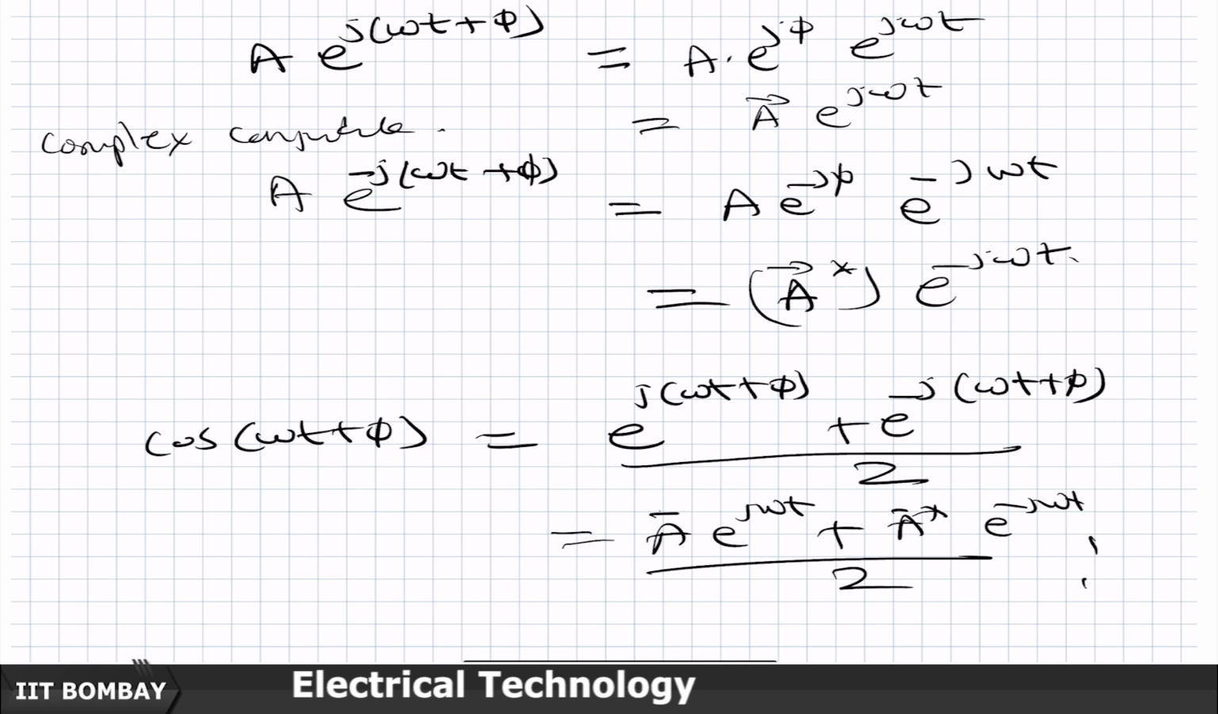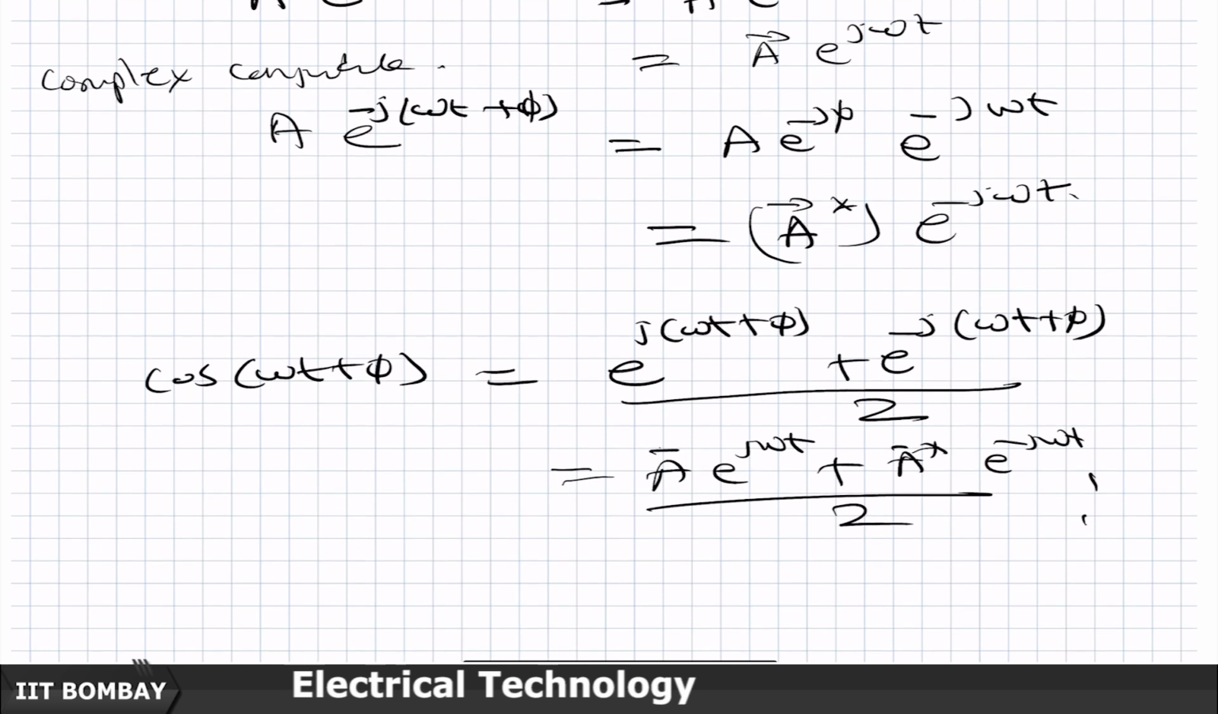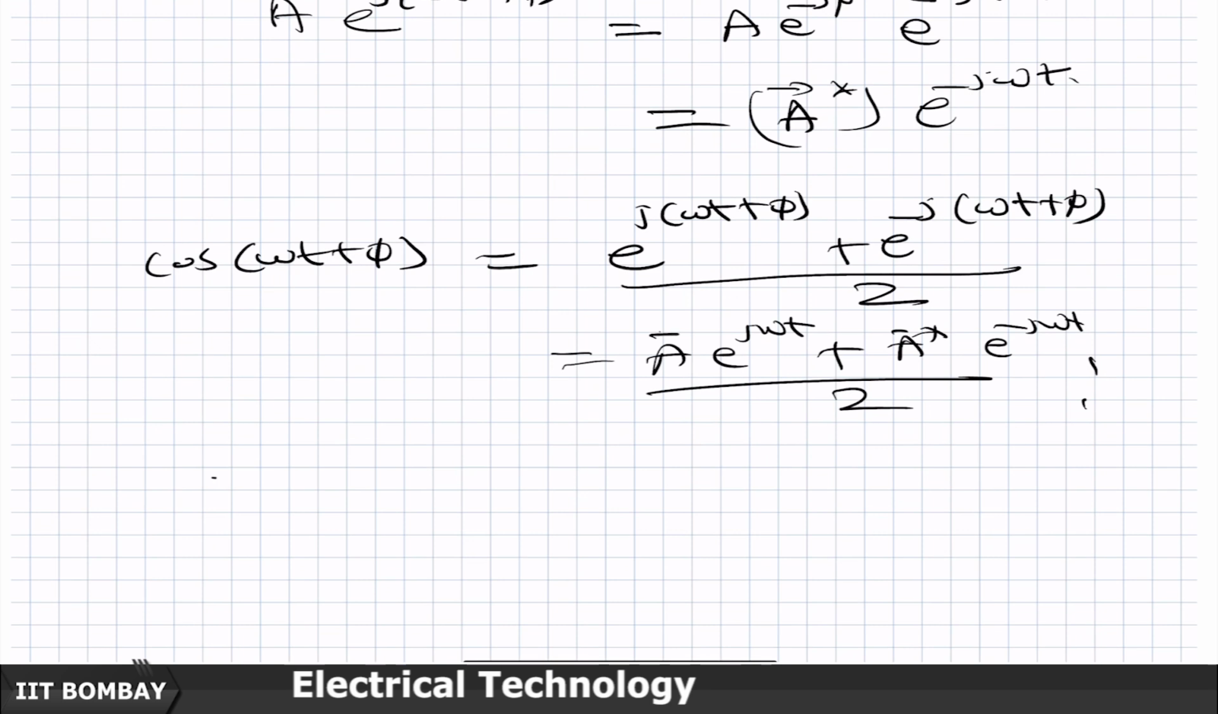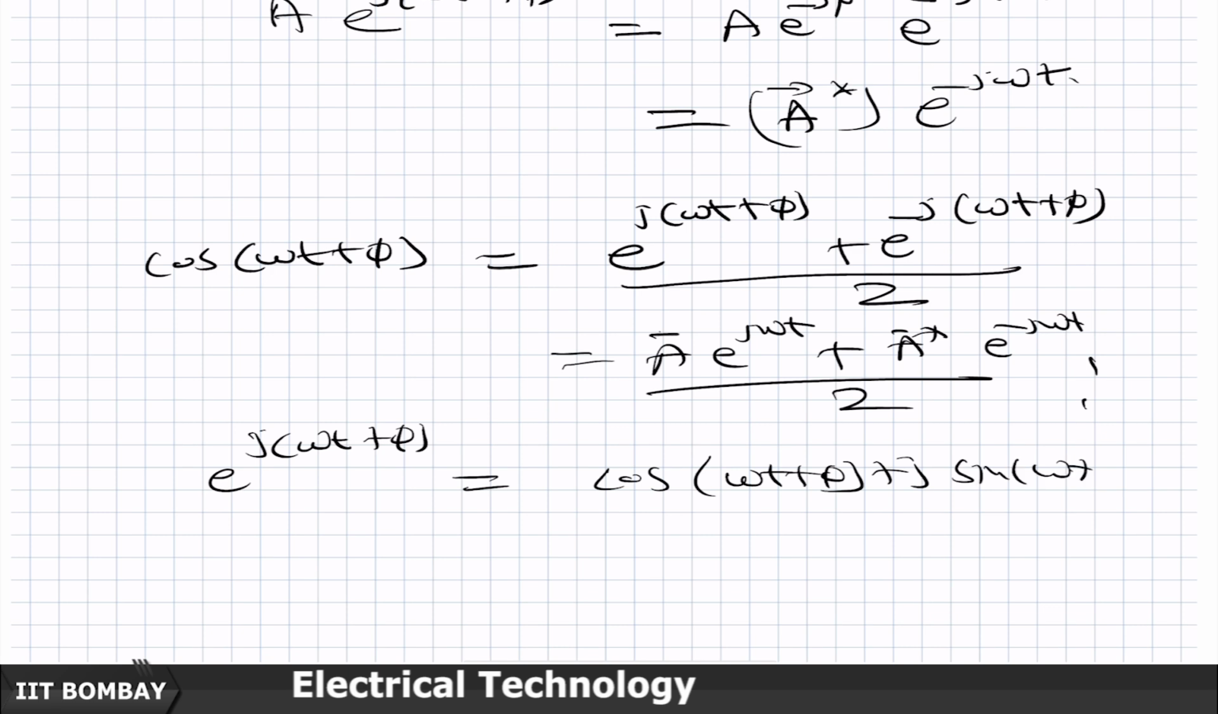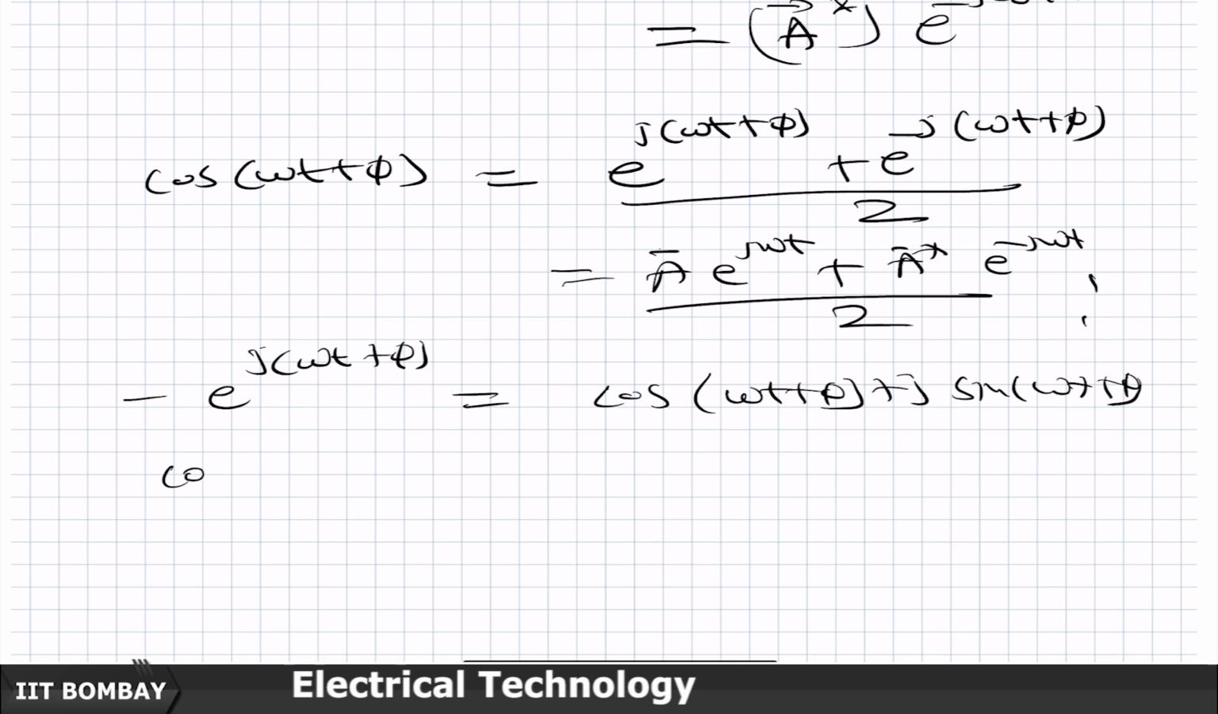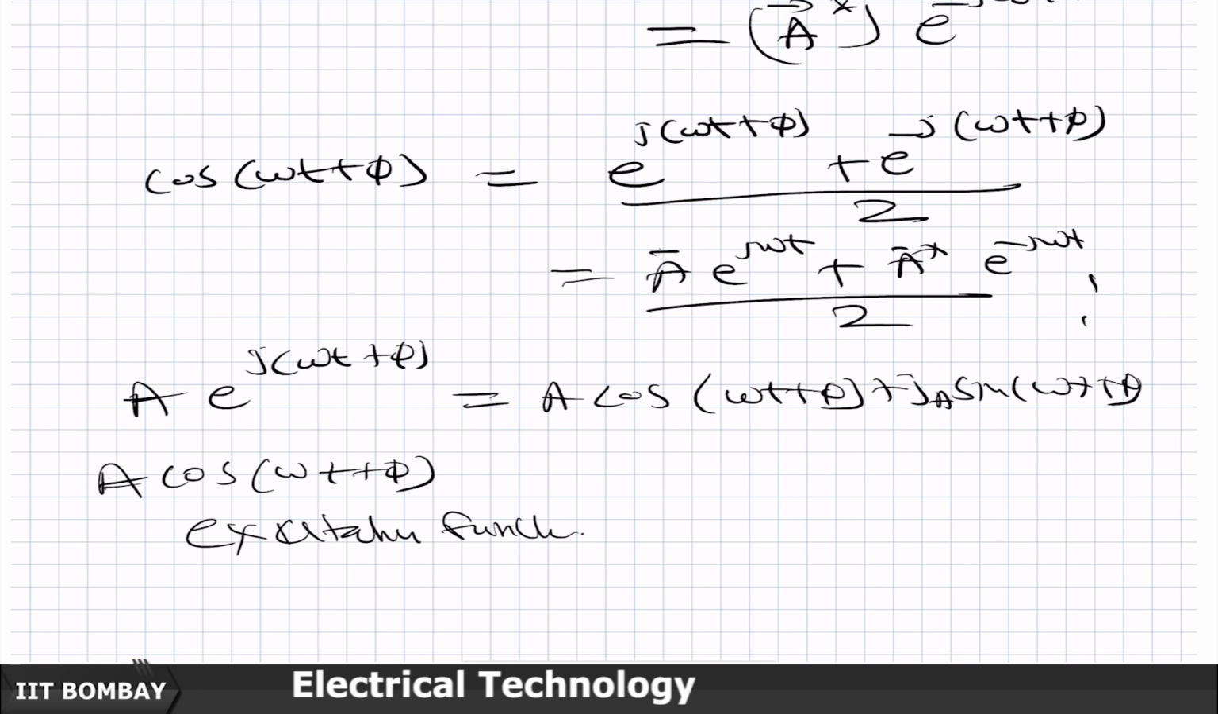So, all we need to do is basically take, and what I really wanted to say is, since this is cos of omega t plus phi plus j times sin of omega t plus phi, if I want to get a response to, say, A times cos of omega t plus phi as the excitation function, then I should just take this as my excitation function and look at the real part.